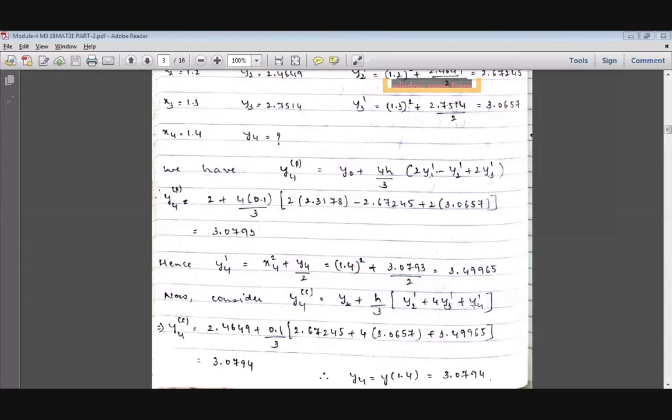To find y4 dash, what we have to do is take the given function. What is the given function? Y dash equal to x square plus y by 2. This is the given function. Okay, y4 dash will be x4 square plus y4 by 2. x4 square will be 1.4 whole square. y4 is what you got in the predictor, that one you need to use. Understood?